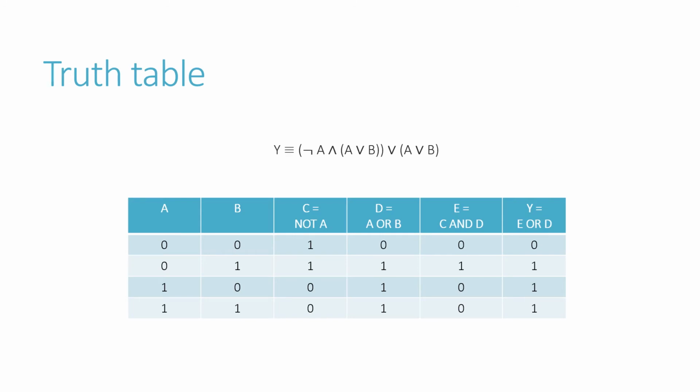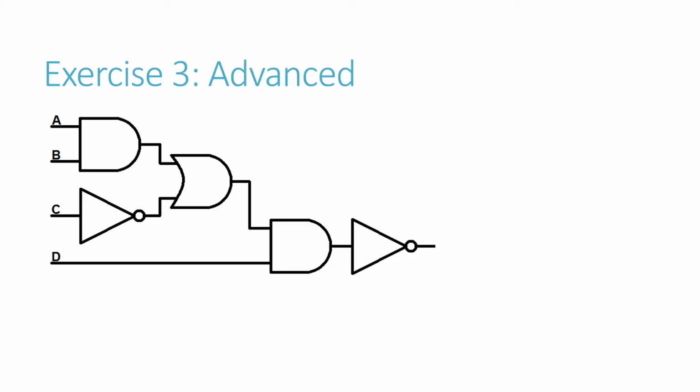There it is. It's a relatively simple truth table. It's only got 4 rows because everything's made out of A and B. And that's the final output. So I hope you got that right.